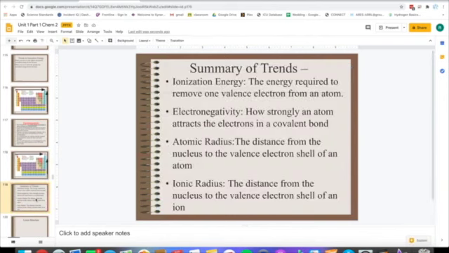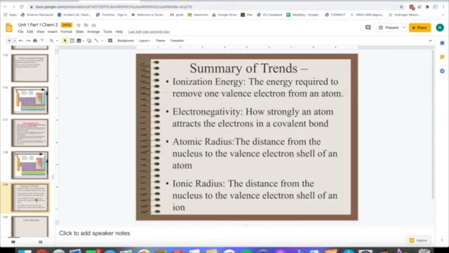So basically a summary of the trends. Ionization energy is the energy required to remove one valence electron from the atom. Electronegativity is how strongly an atom attracts the electrons in a covalent bond. Your atomic radius is the distance from the nucleus to the valence or outermost electron shell of an atom.